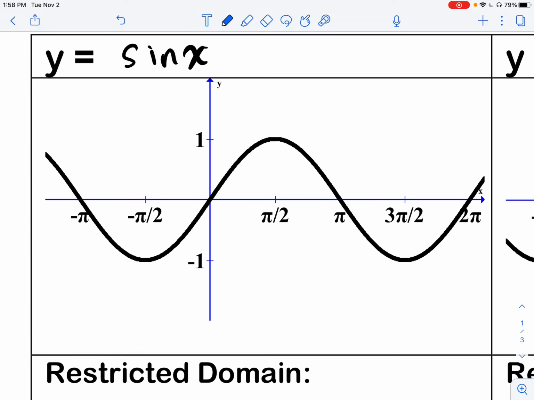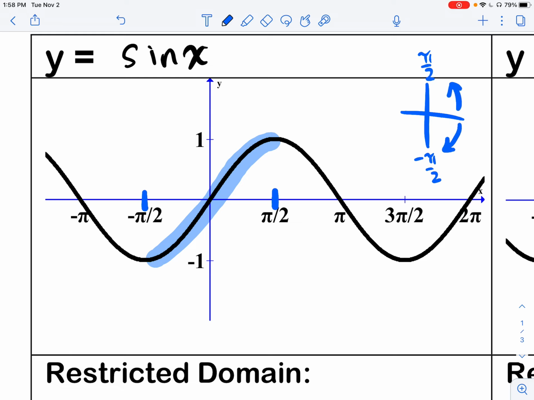However, typically, we restrict the domain from negative pi over 2 to pi over 2. And there isn't a great reason for this. Let me just highlight this region here. It's mostly convention. However, it's the one that makes the most sense because it works within the quadrants. If we're going from negative pi over 2 to pi over 2, we're looking at angles that go up to quadrant 1, and angles that go into quadrant 4 if we're going negative here.